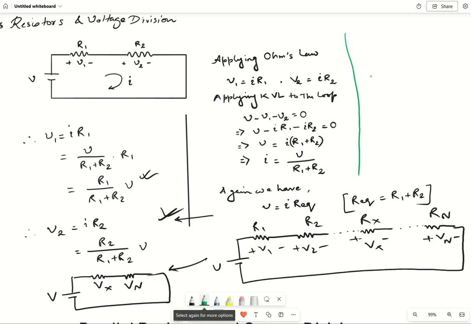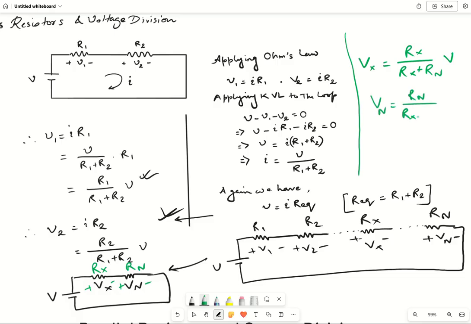So what we can write is Vx equals Rx divided by Rx plus Rn, into V. Sorry, I have not mentioned: this is your Rx, this is your Rn, and these are voltage drops, right? So Vx is Rx divided by Rx plus Rn into V. Similarly, Vn equals Rn divided by Rx plus Rn into V, right?